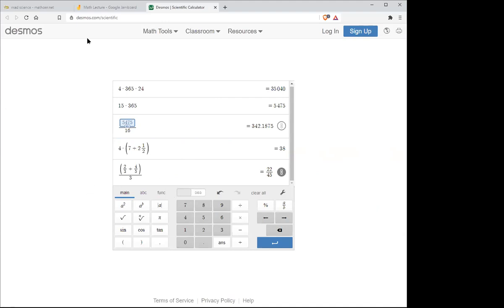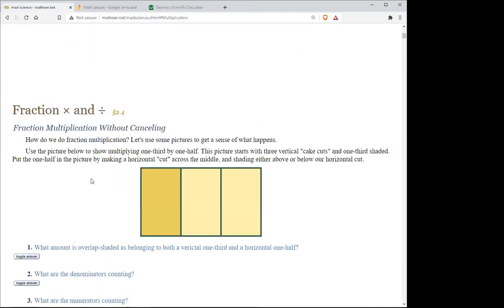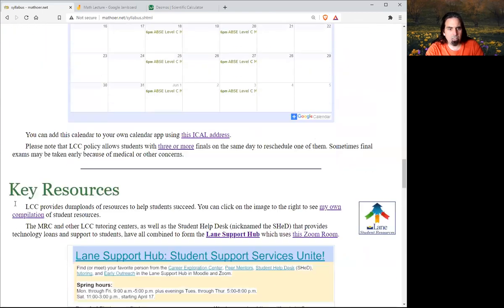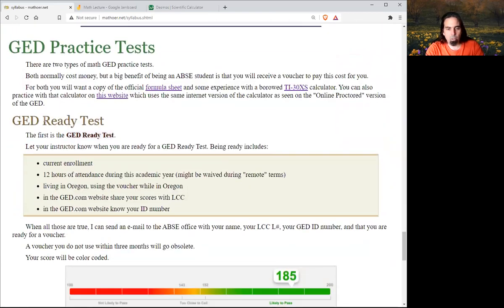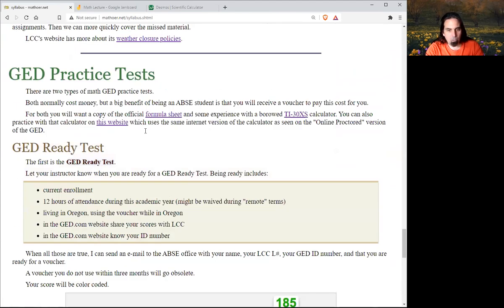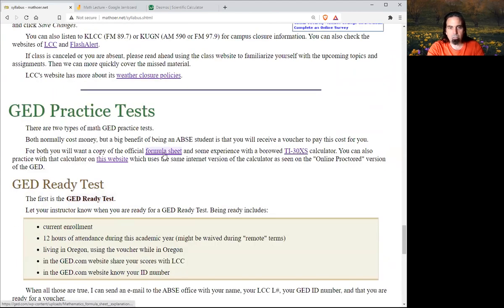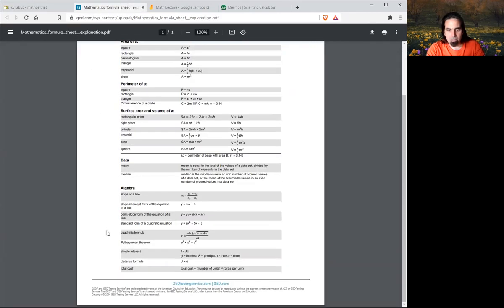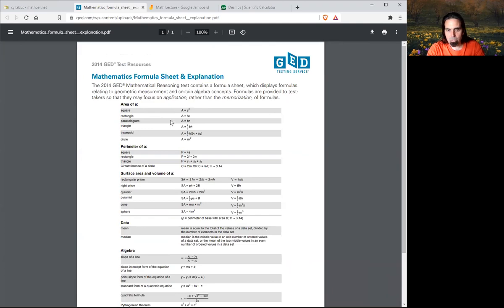Yeah, okay. So if you go to our wonderful syllabus, one of the things it talks about at the end is the GED. If you haven't read the syllabus, please do. It's week 6. And one of the links is the formula sheet. It will tell you all of the formulas it gives you, so you don't have to memorize all of these geometry ones that we're doing.